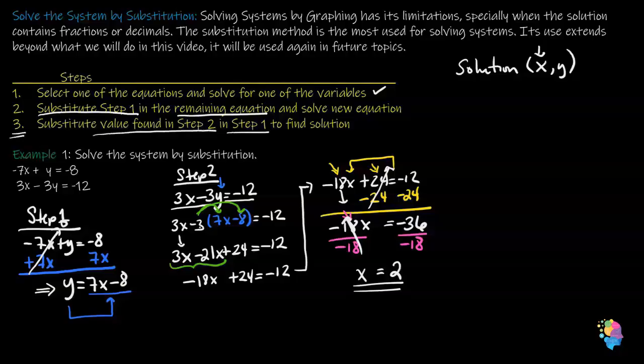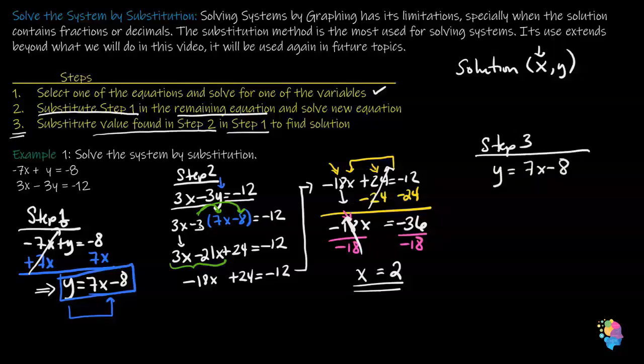Well, let's see. In step 1, we got this equation. Let's write it down here. So this is step 3. I bring the equation from step 1. That was y equals 7x minus 8, and then I replace what we found in step 2. I'm going to replace the x's with a 2. So the x gets replaced by a 2, and then I bring everything else.